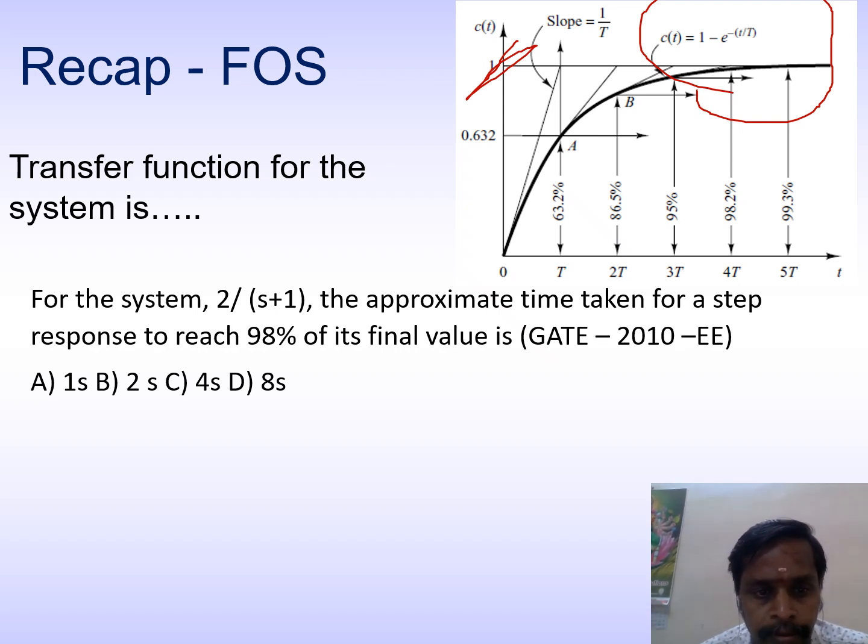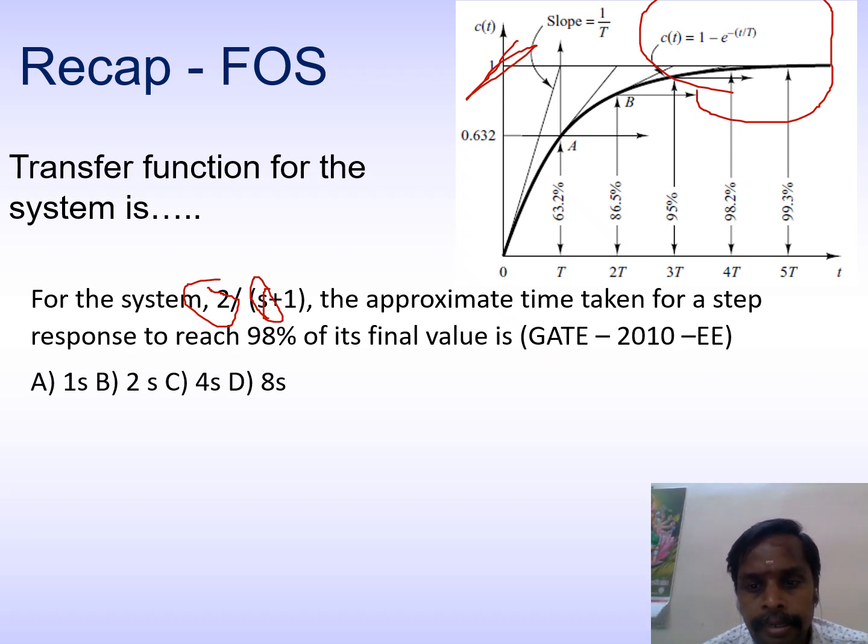In the year 2010 they asked, for the system 2 by s plus 1, the approximate time taken for your step response to reach 98%. So if you know about this, 98% is at 4 time constants, the output is at 98%. So in here the time constant value is, yes, good, K divided by tau s plus 1. K is 2 for the given system, tau s plus 1, the coefficient of the s is 1. So 1 is the time constant.